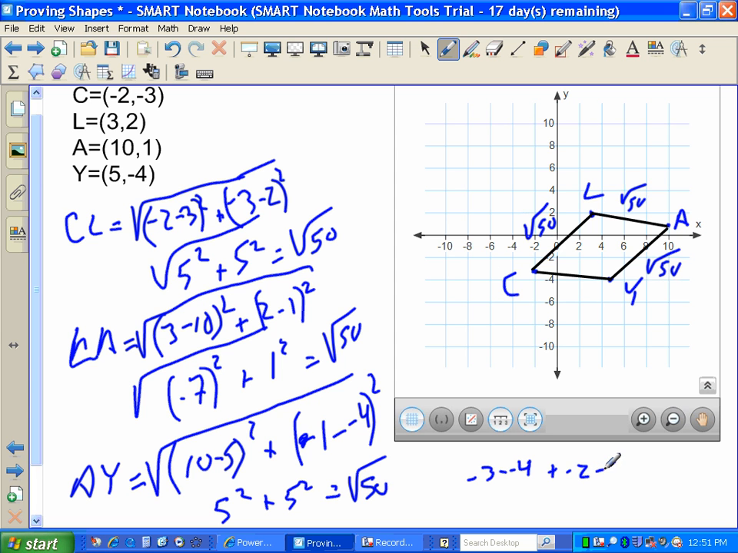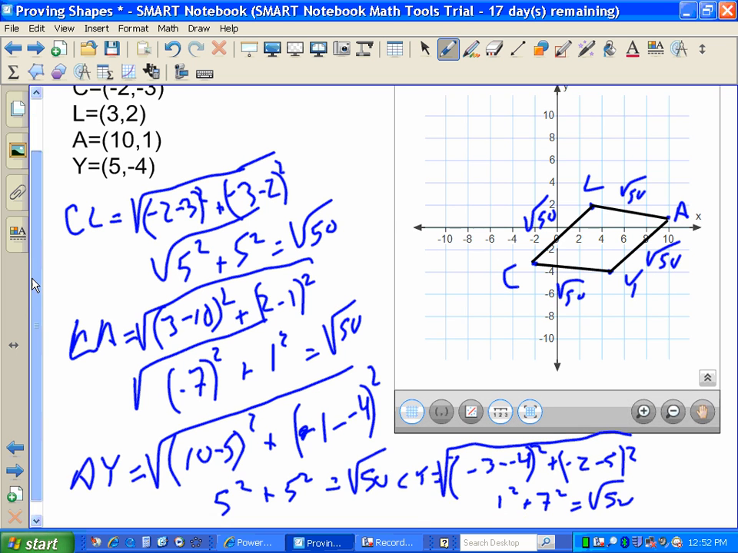Negative 2, subtract 5. We're squaring them. I know I'm going fast, but I know you're able to follow me because it's just sort of mechanical. CY is that one. Square root, this is very awful. Boom, we go there. This one turns out to be 1. This one turns out to be 7. 1 squared plus 7 squared. We get another 50. Okay, so we've got all four sides appearing to be congruent to each other.